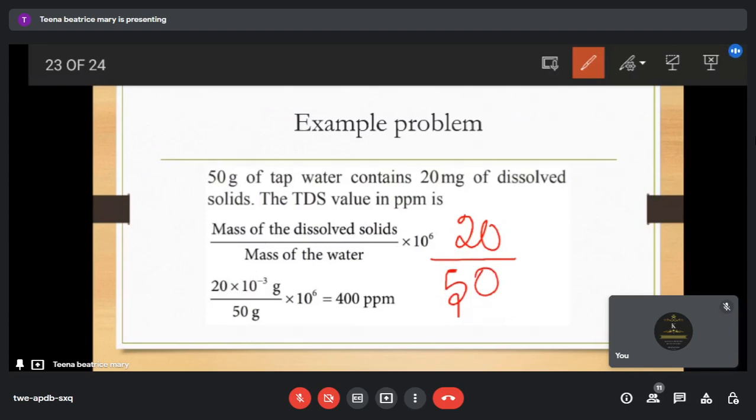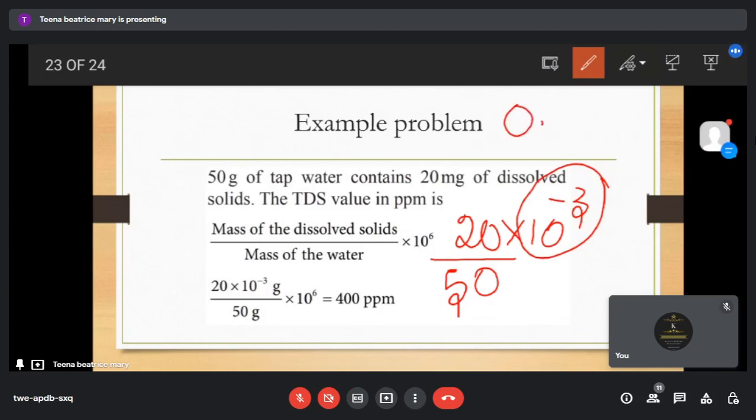Here 20 into 10 to the power of, here we have to take in gram. Gram la edukumbodhu 10 to the power of minus 3. What is 10 to the power of minus 3? It is nothing but 1 by 1000. 1 by 1000 நீங்க போட்டுக்கலாம். இல்ல 0.001 அப்படின்றத சொல்லலாம். அதுதான் கிராம் கன்வர்ஷன் தான் கொடுத்திருக்காங்க உங்களுக்கு.